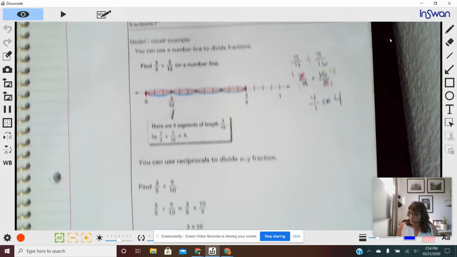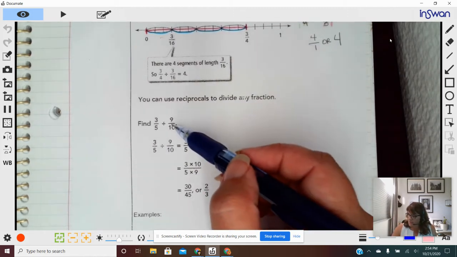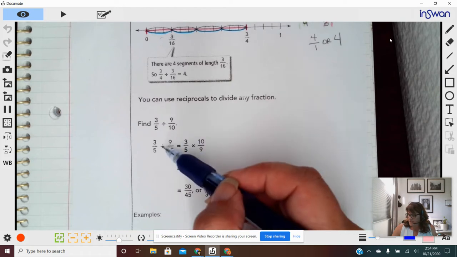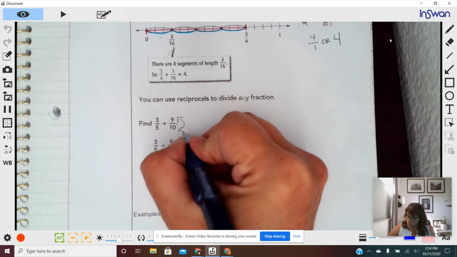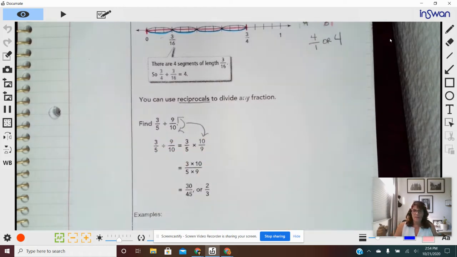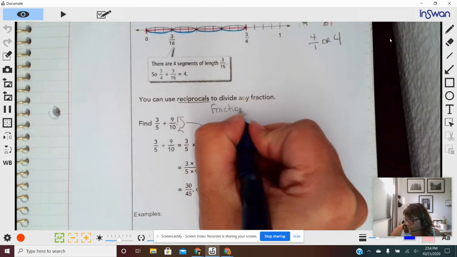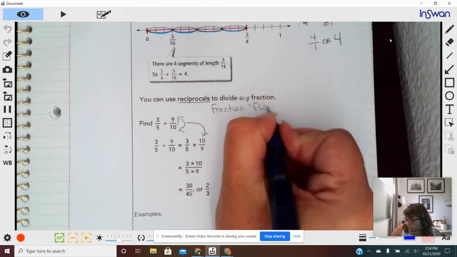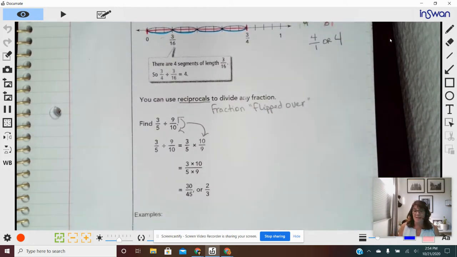Now, this piece down here is just walking you through the example slowly. Instead of dividing, we're multiplying by the reciprocal. Remember, the reciprocal is the fraction flipped over. And in class, I'm going to show exactly why this works. I'm not even going to put it in a video because you guys would probably quit watching my video at that point.